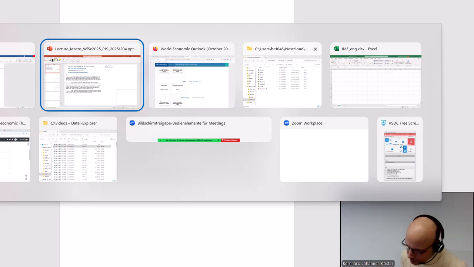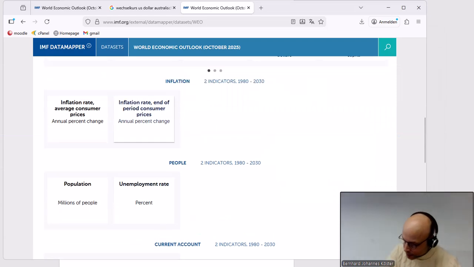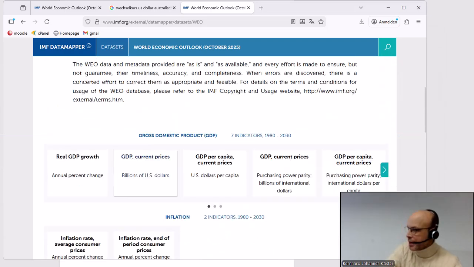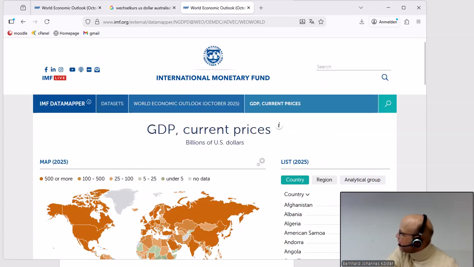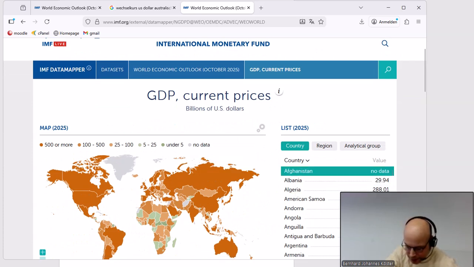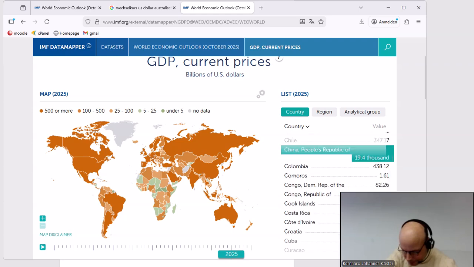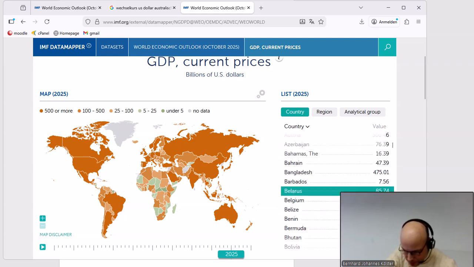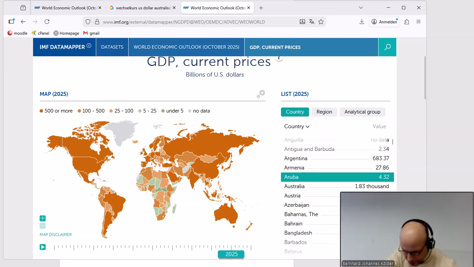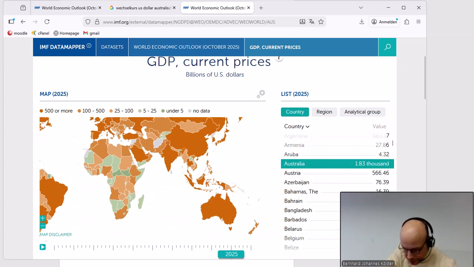Okay, so then here we are. GDP at current prices, this would be this here. Clicking on this, the data set opens. Here we can choose Australia. Oops, too far. There we are.